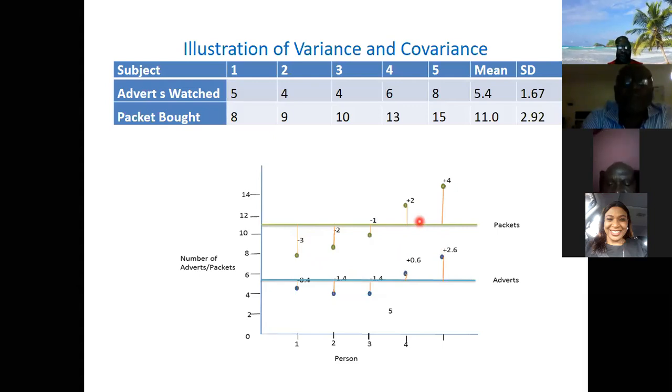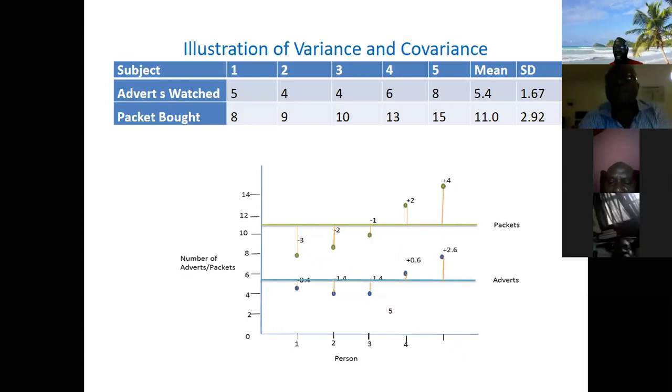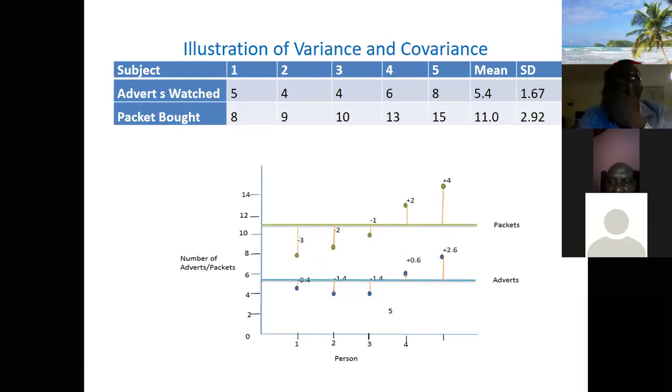You can see even from the picture, you can actually see that, oh, this thing could vary. You can see that the number of adverts watched and the number of packets of the product bought could vary. And you now begin to think about direction. So as one increases, the other one increases.